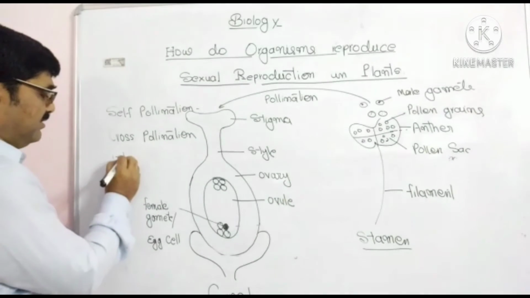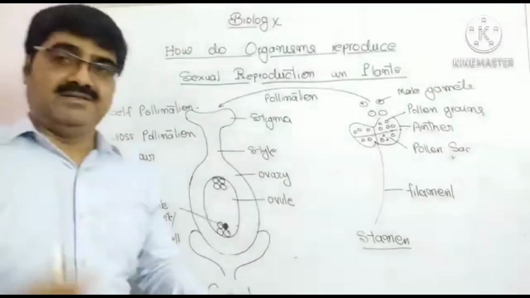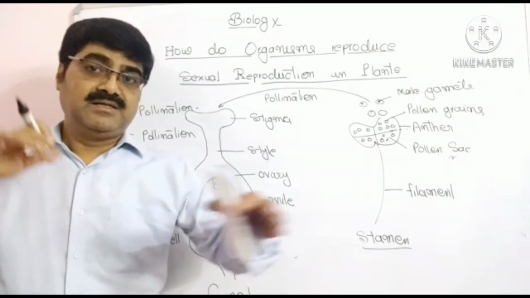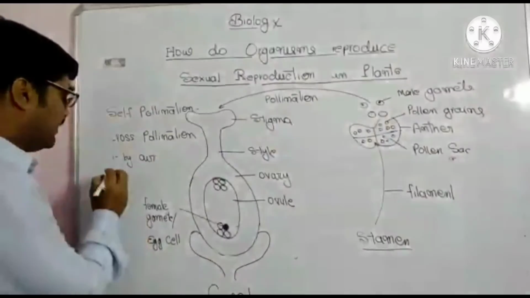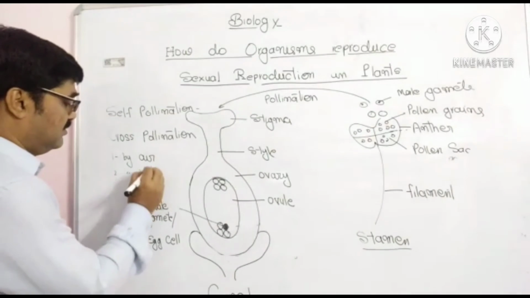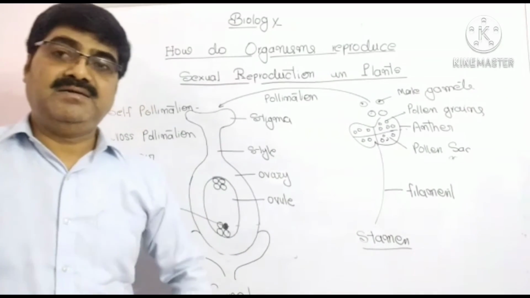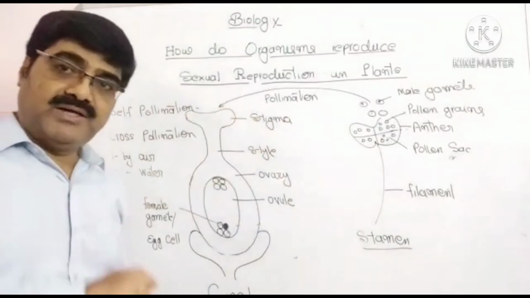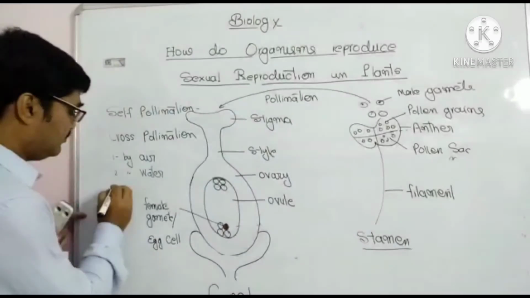First, by air. Some pollen grains are transferred by air. The pollen grains which are very light, which have wing-like structures like pine, they pollinate through the air. Second, by water. The pollen grains of aquatic plants like hydrilla, vallisneria, etc., pollinate through water. Through water they move from one flower to another flower.